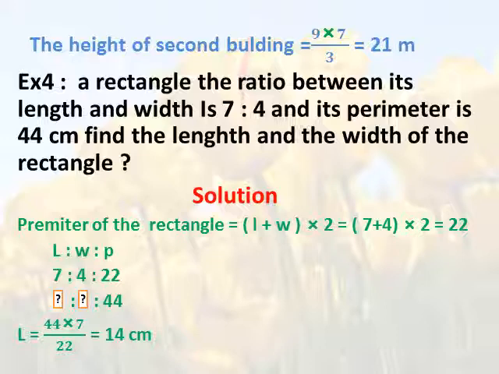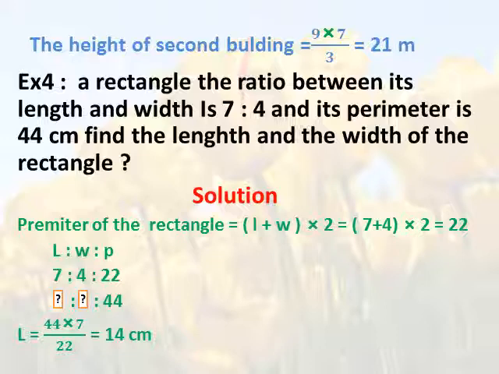To get the length, by using cross multiplication, 44 times 7 over 22. Cancel 22 with 44, equals 2. 2 times 7 equals 14 centimeters.